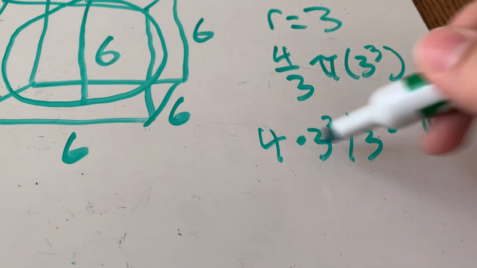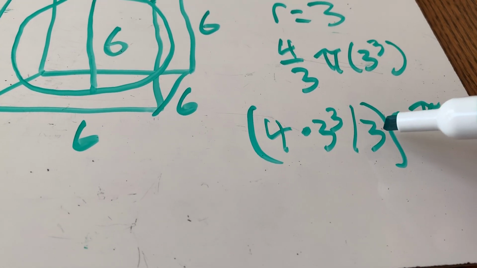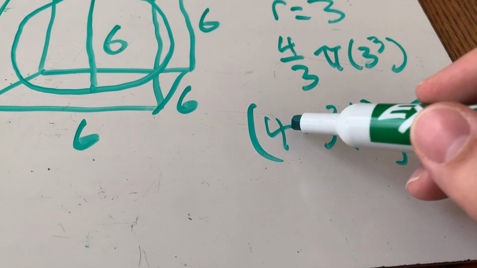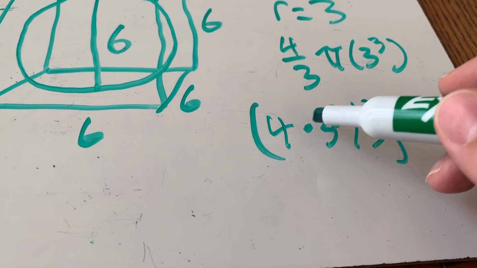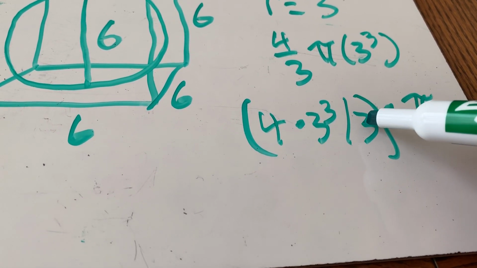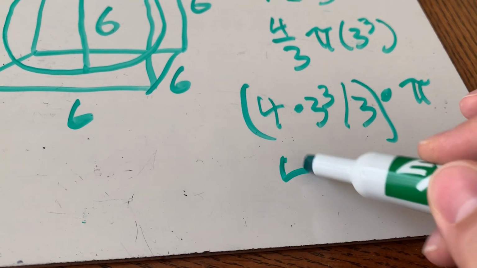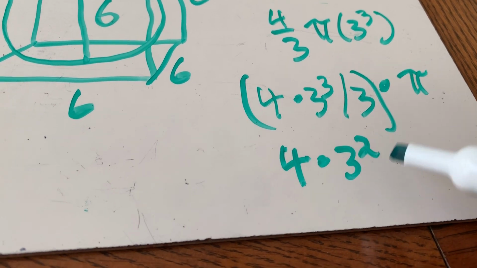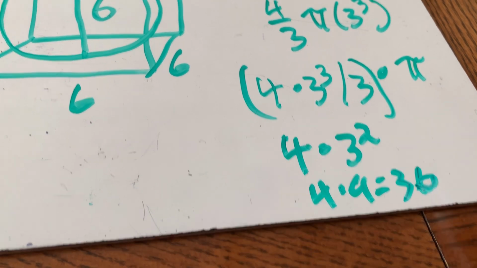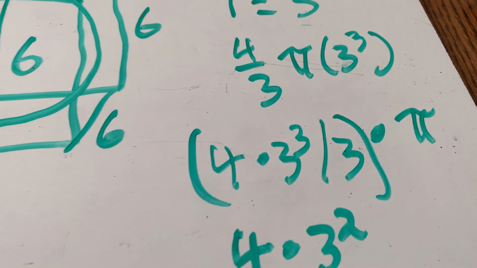You can punch this part in your calculator. But if you really think about it, 3 cubed divided by 3. If you're doing order of operations, technically you would multiply first and then divide. But 3 cubed, if I have 3 3s and take 1 out, that leaves me with 2 3s, right? So it's really 4 times 3 squared, which is 4 times 9, which is 36. If you want to go ahead and punch that in your calculator, that's fine. I'll still show you that you get the same thing.